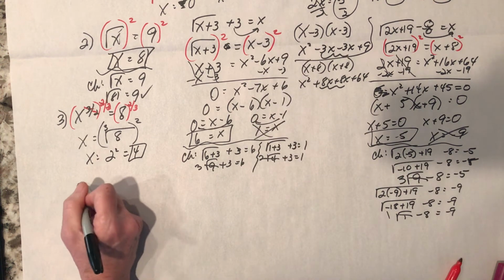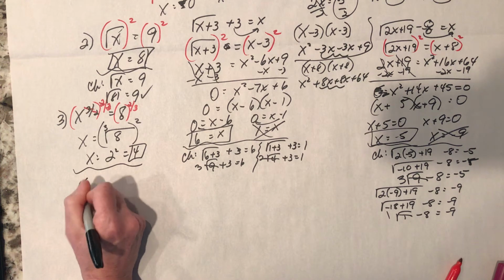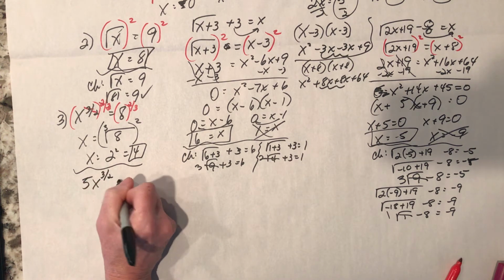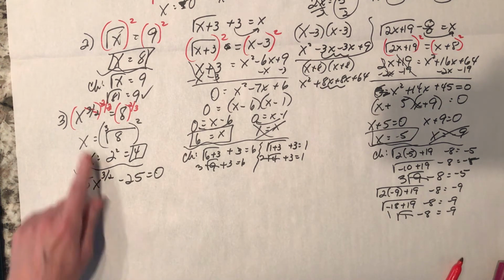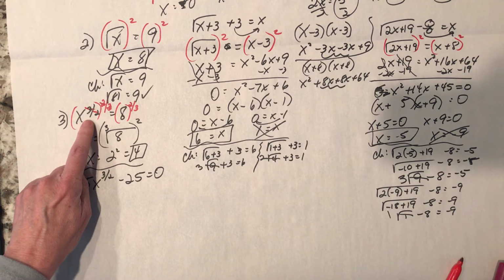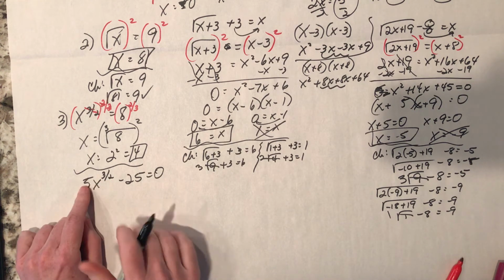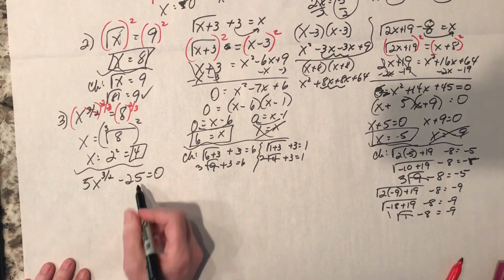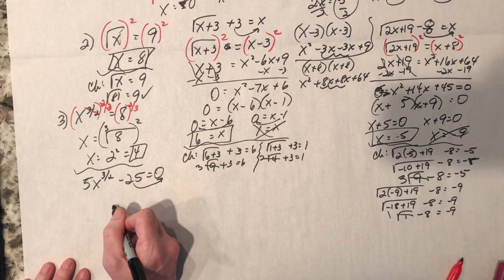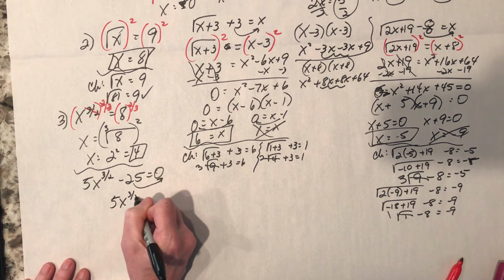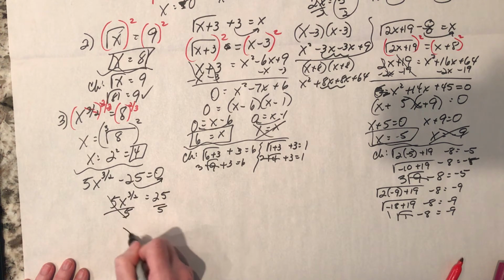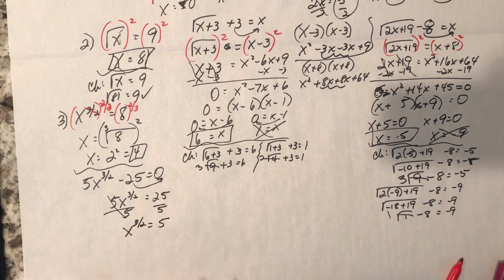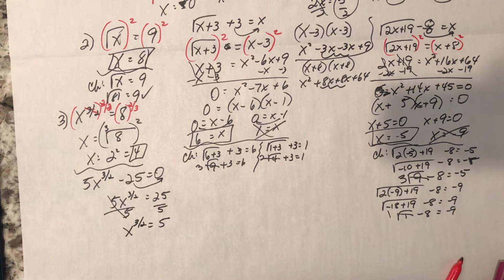Okay, let's look at the second one there. We don't have to check these. 5x raised to the 3/2 power minus 25 equals 0. Just like up here, we were given x alone, isolated. Let's do the same thing here. Let's move the 5 and the 25 over across the equal sign. First move the thing that's attached by plus or minus. It becomes a positive 25. Divide by 5. So we've got x raised to the 3/2 power equals 5.